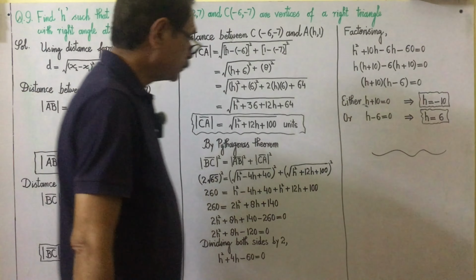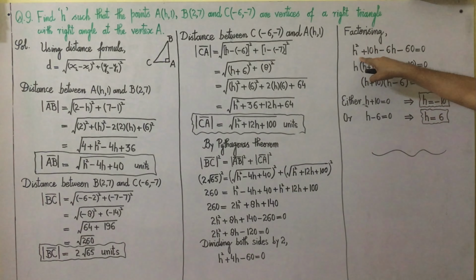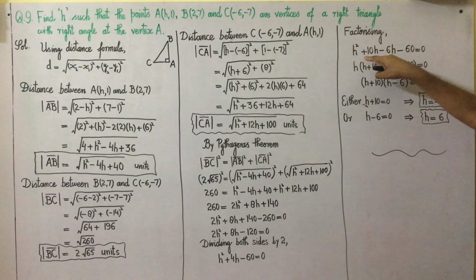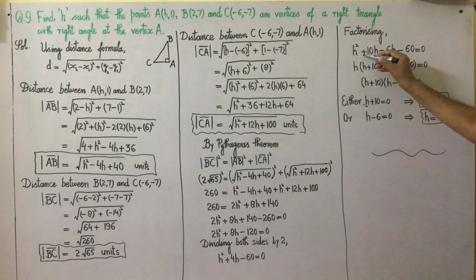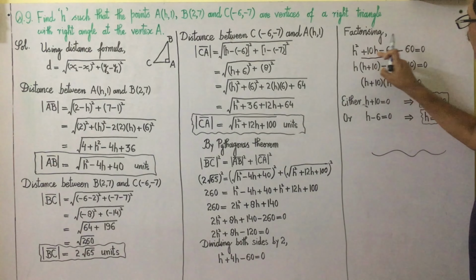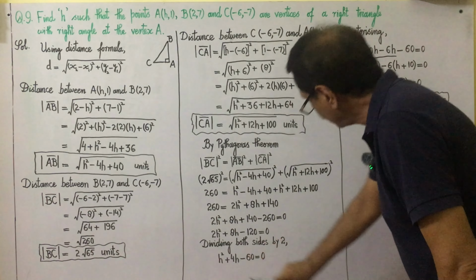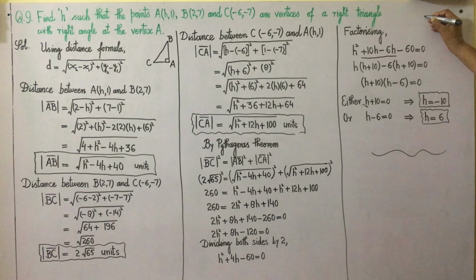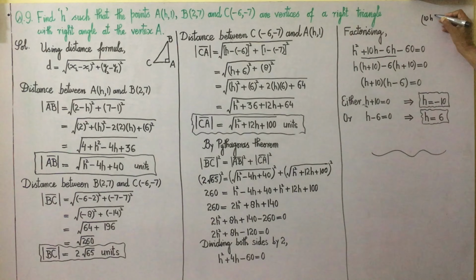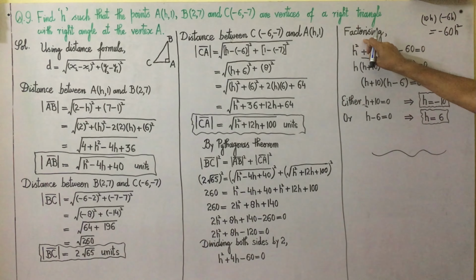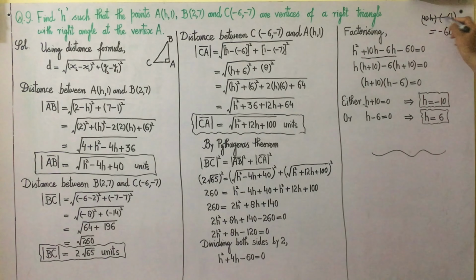Factorizing, h square plus 10h minus 6h minus 60 is equal to 0. You see, plus 10h minus 6h is plus 4h, and plus 10h multiplied by minus 6h is going to be minus 60h square.